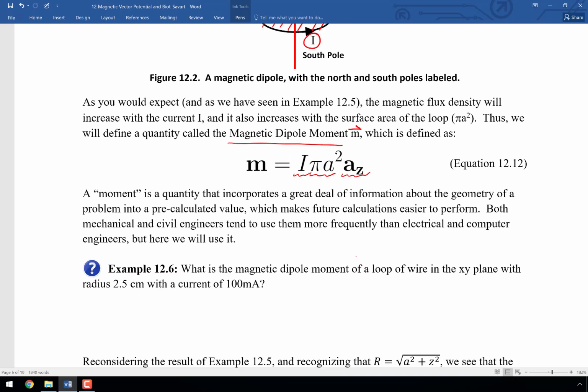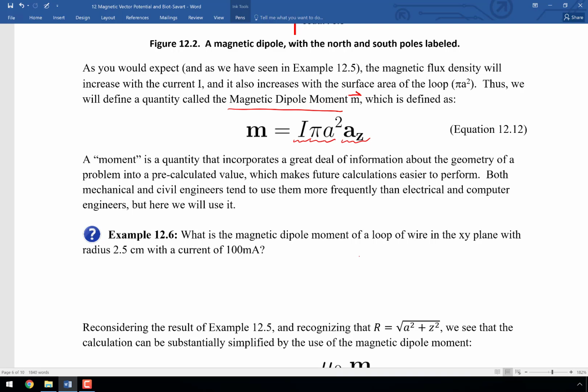So let's quickly say what the magnetic dipole moment of a loop of wire in the xy plane is, and we'll assume that the current is flowing counterclockwise when viewed from above, with a radius of 2.5 centimeters and a current of 100 milliamps. Well, M is going to be I times pi a squared times a sub z, and I is 0.1 amps multiplied by pi times a, where a is 0.025 meters, squared.